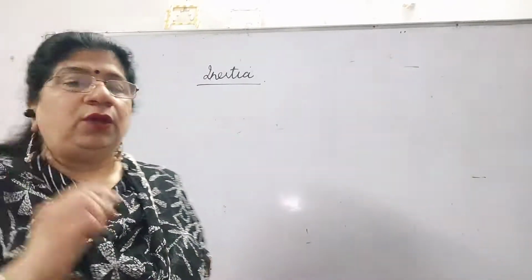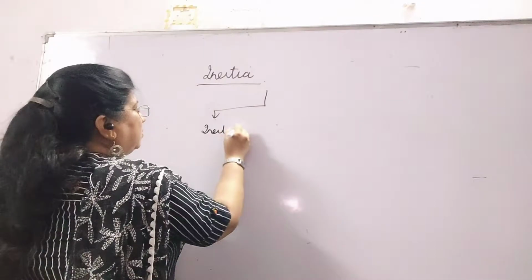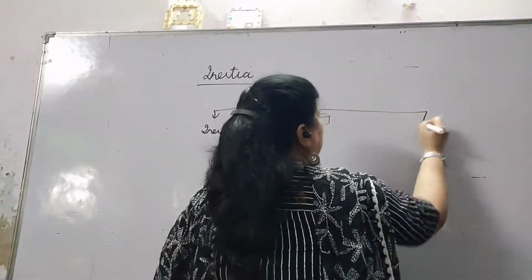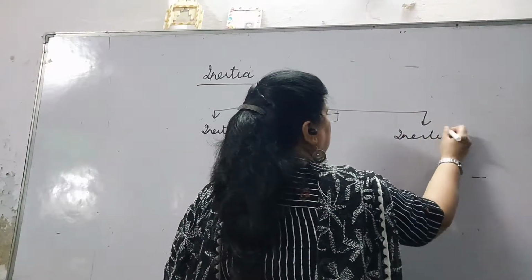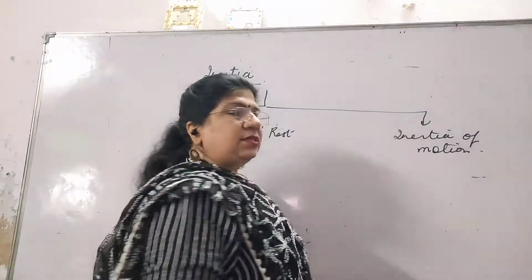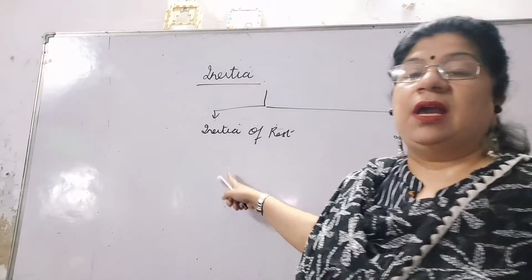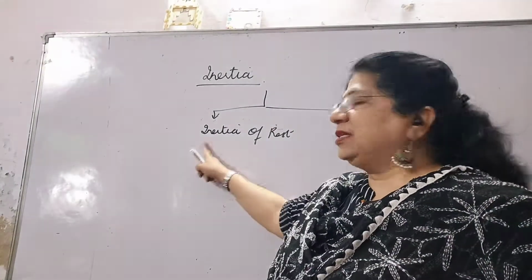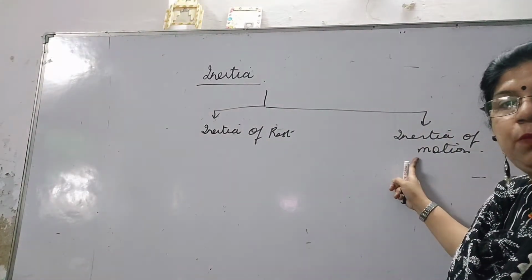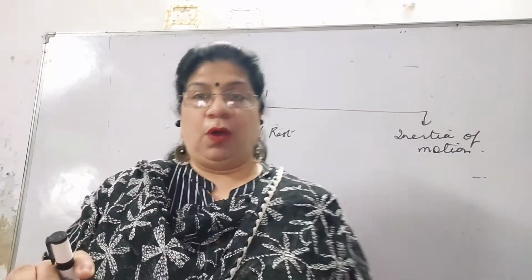Now again, there are two types of inertia. Inertia of rest and inertia of motion. Here also, when a body is at rest, it continues to be at rest until an external force is applied. This is particularly known as inertia of rest. And a body in motion continues to be in motion until an external force is applied. This is particularly known as inertia of motion.